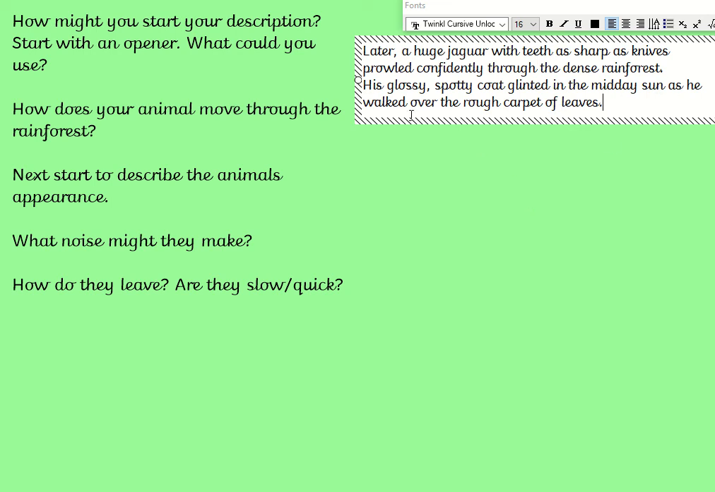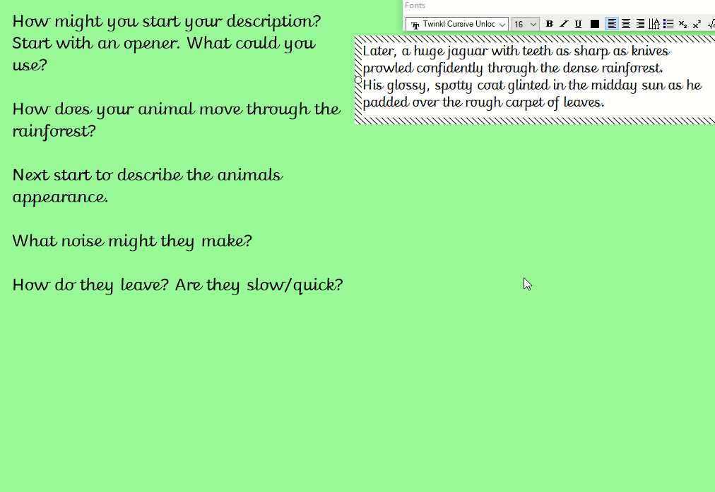So in fact, I don't think I want to use walked. I want to use a more powerful verb. I'm trying to think about how cats walk. So I could maybe have strolled. He's not rushing anywhere because he's confident. In fact, I'm going to say padded because he's kind of got his padded claws, his padded feet, the forest floor, and the fact that the forest floor is so rough is not bothering him at all. So his glossy spotty coat glinted in the midday sun as he padded over the rough carpet of leaves.